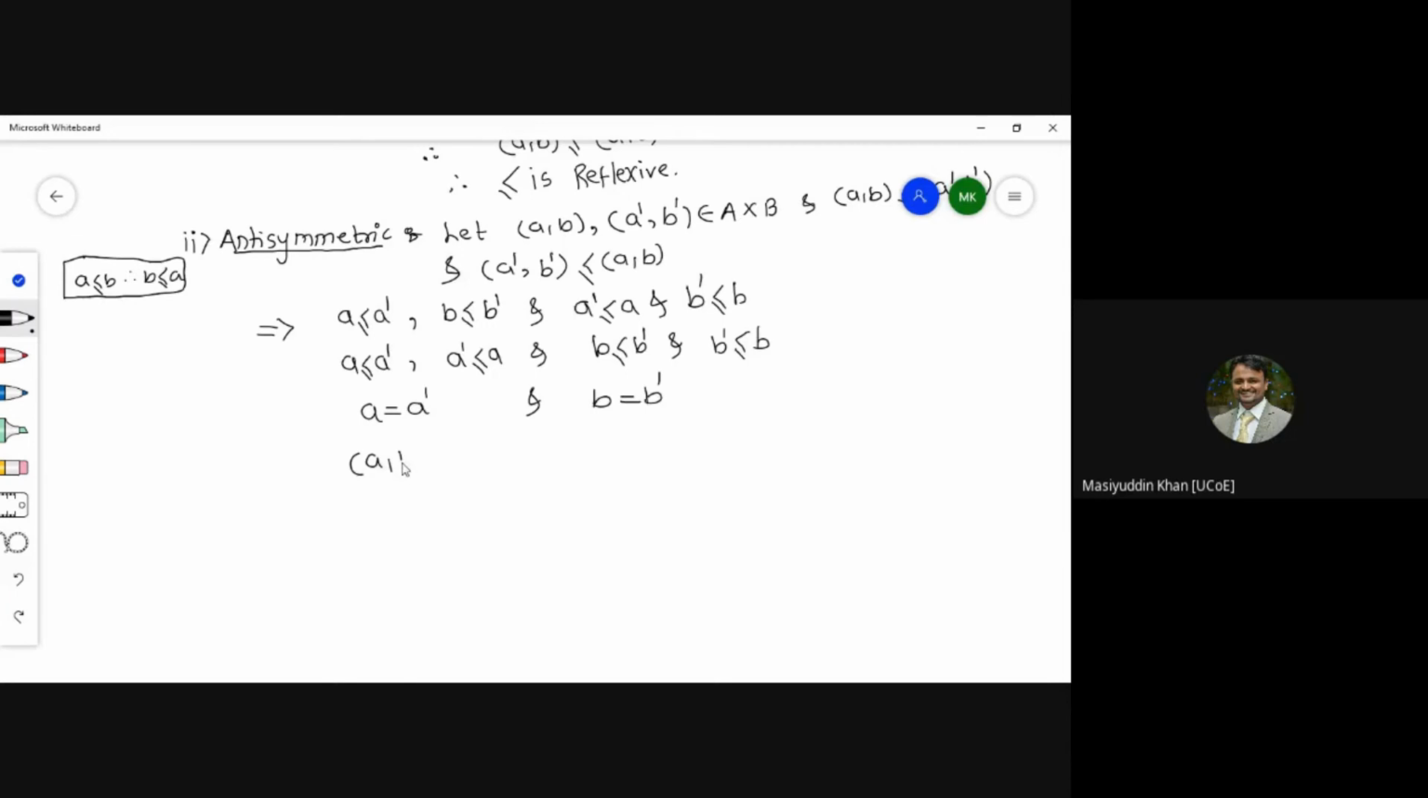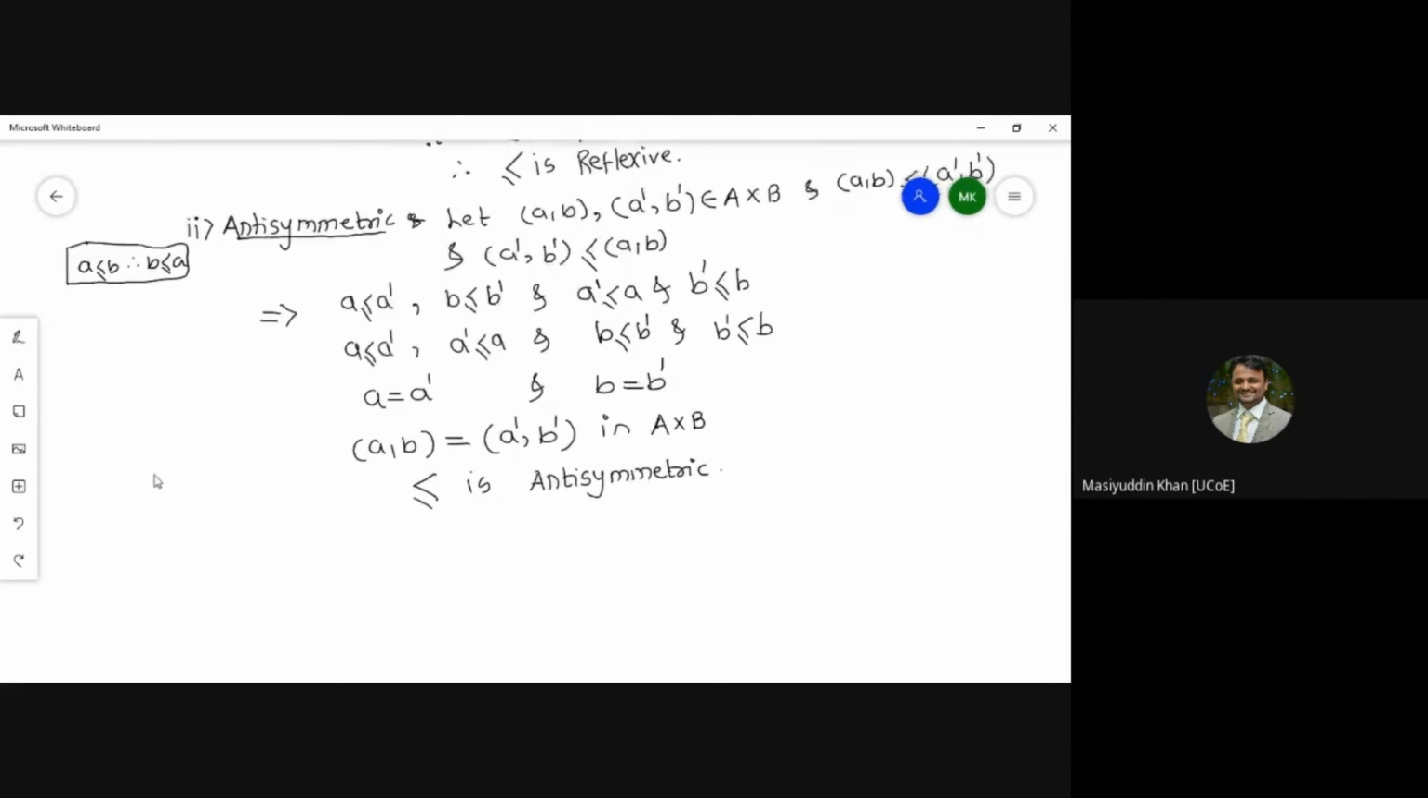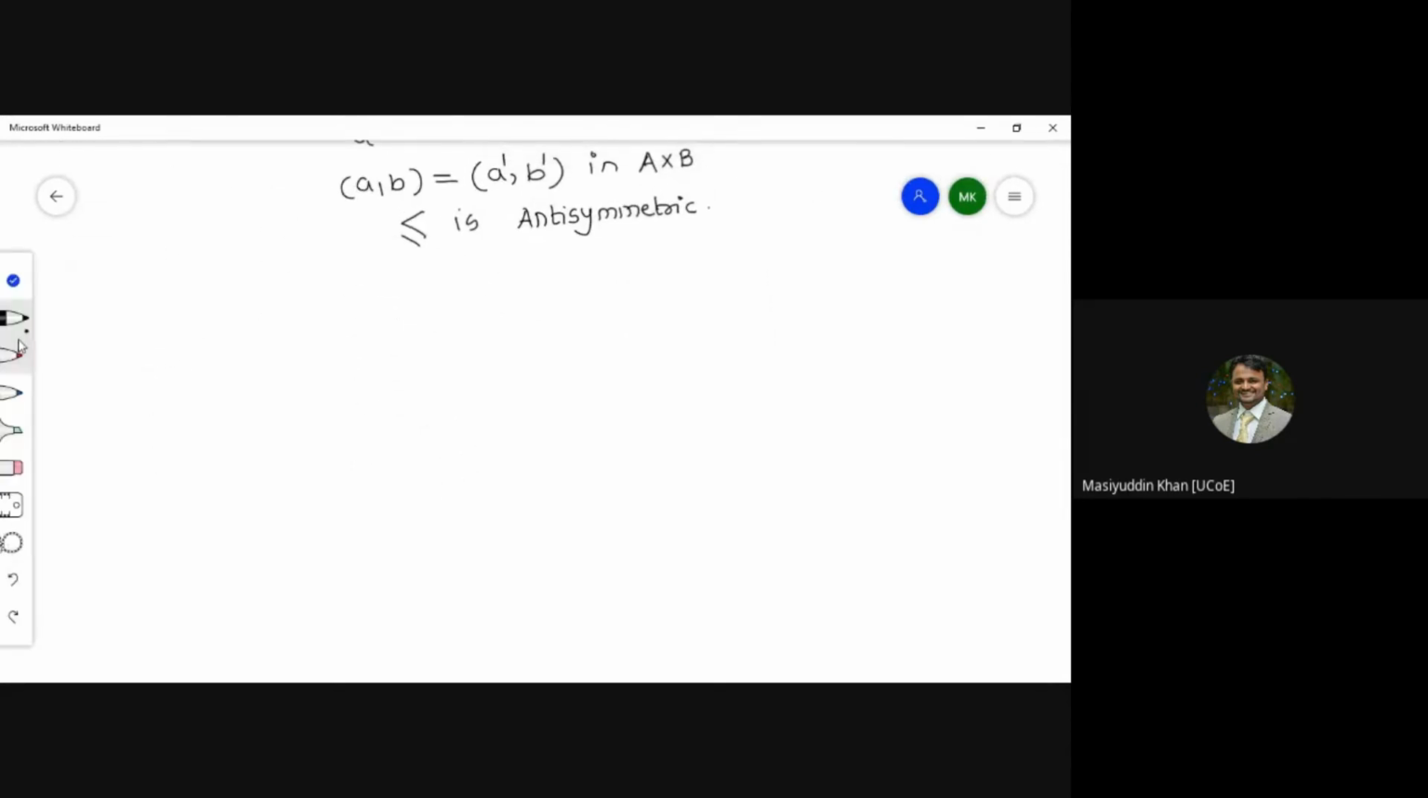This means what? (a, b) is equal to (a', b'), which belongs to A × B. Therefore, we can write that the less than or equal to relation is anti-symmetric. Moving ahead with the next part, transitive.